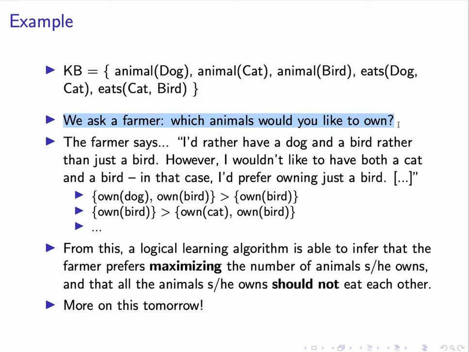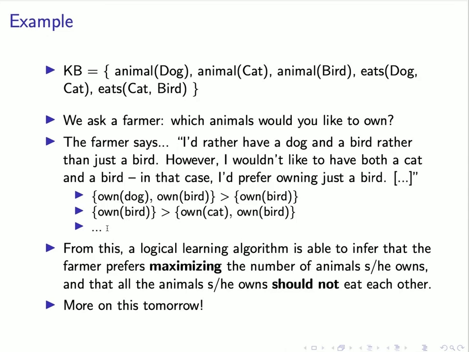So we ask a farmer, which animals would you like to own? And the farmer says, well, I would like to have a dog and a bird rather than just having a bird. But then he says, well, but I would prefer the case in which I have a bird than that in which I have a cat and a bird. And he starts giving us information of this form. So I prefer this set to this one. I prefer this set here to this one. And so on and so forth.